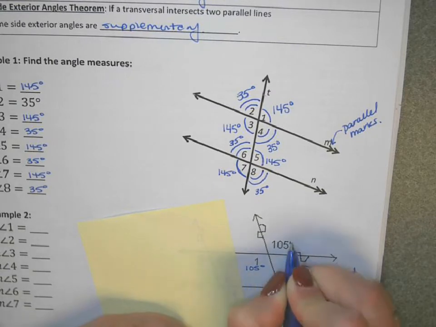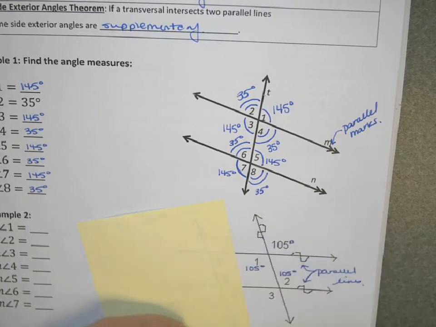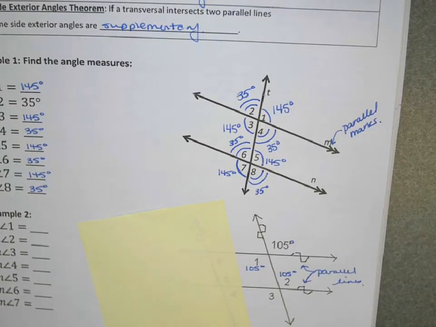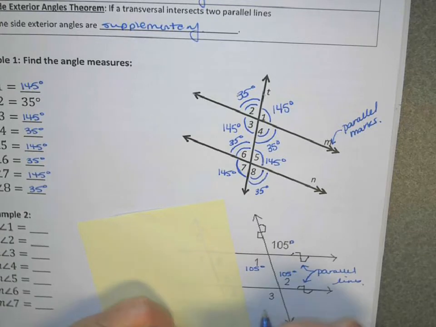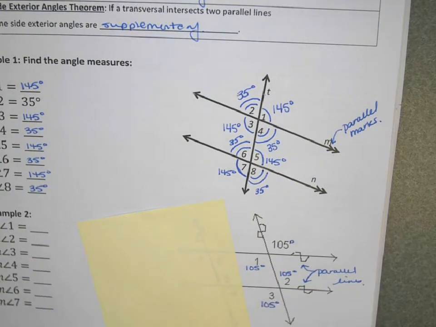Angle 1 is also going to be 105 degrees because of the vertical angles theorem. Those are vertical angles. Vertical angles must be congruent. What else can you label? Go ahead. Angle 3 would be 105 degrees. Which ones are corresponding?